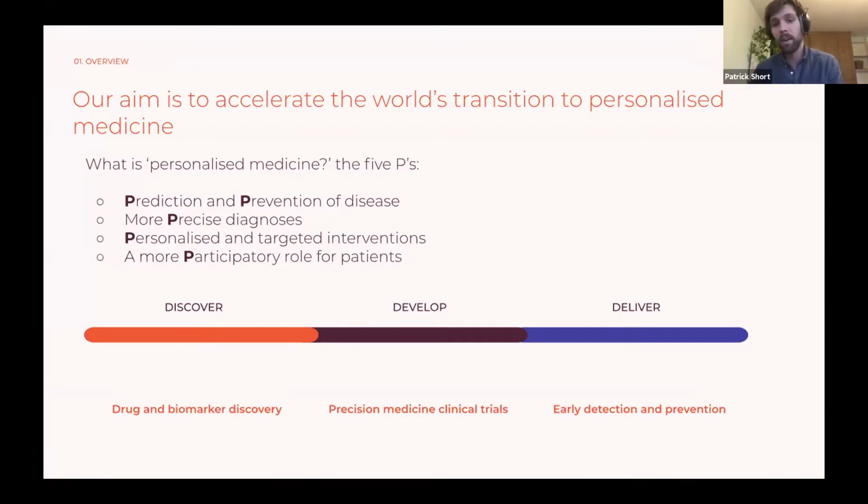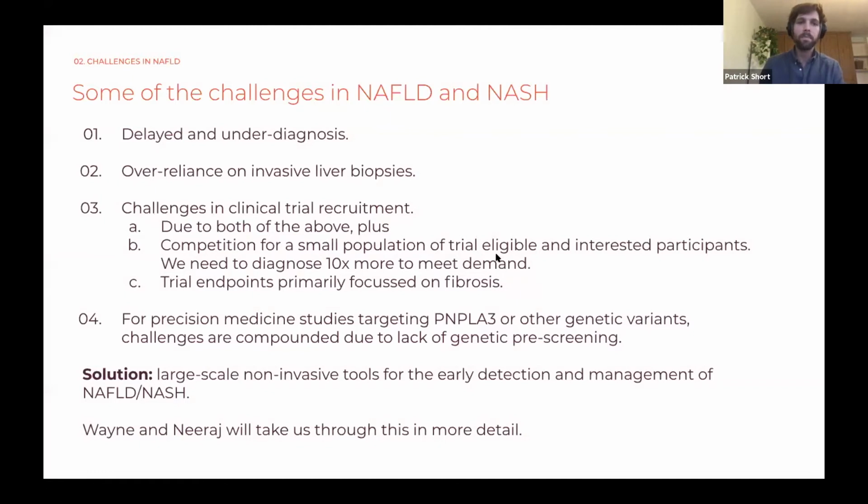And then ultimately, how do we deliver a healthcare system that embraces early detection and prevention rather than reaction too late in a disease course? So I think we're going to talk more about these themes, but this is the way that we think about developing and delivering precision medicines. So I'm going to hand over to Wayne and Neeraj shortly.